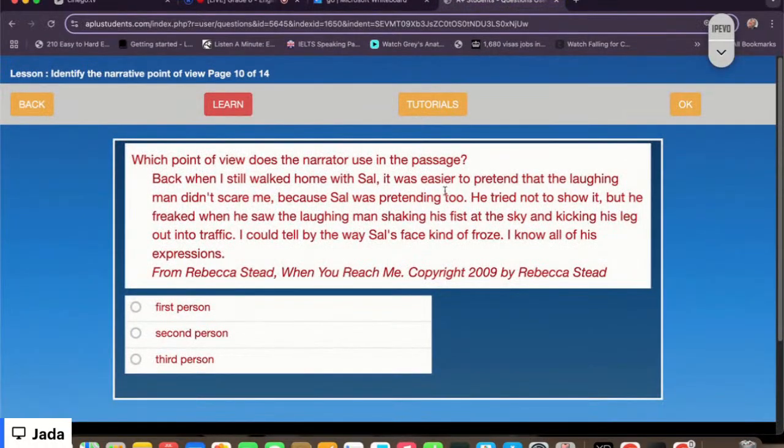So back when I still worked home with Sal, it was easier to pretend that the laughing man didn't scare me because Carl was pretending to. He tried not to show it, but he freaked when he saw the laughing man shaking his fist at the sky and kicking his leg out into traffic. I could tell by the way Sal's face kind of froze. I know all of his expressions. First, second, or third.